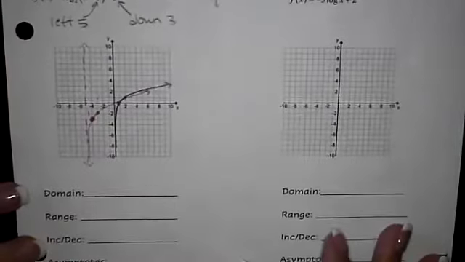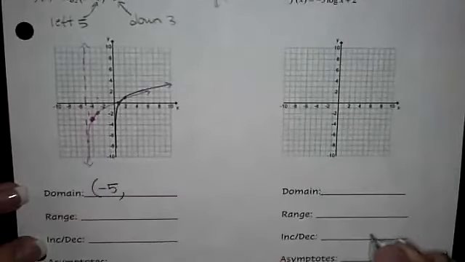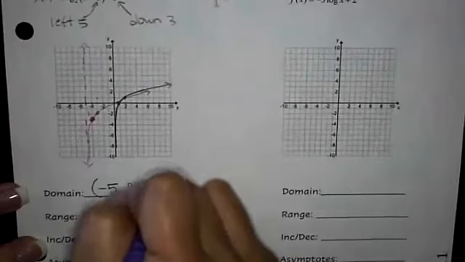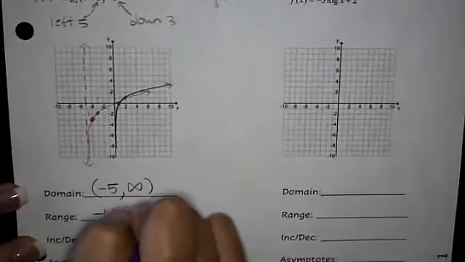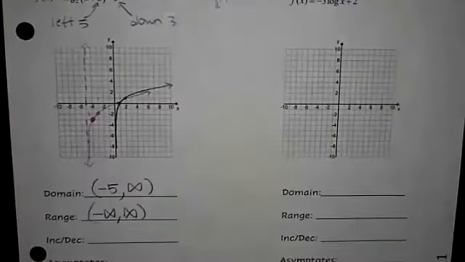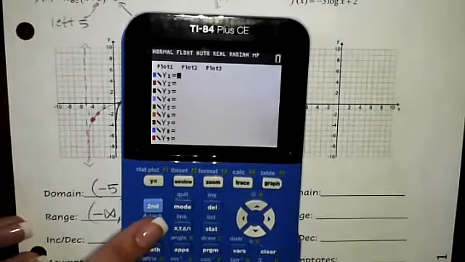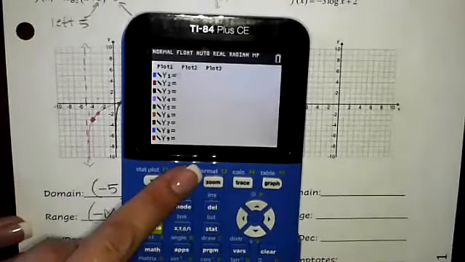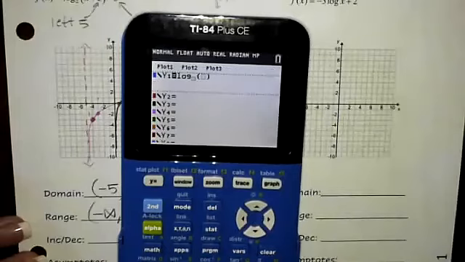The domain for that one is going to start at -5. And again, that would be a parentheses and it goes to the right forever. Our range is all real numbers. And sometimes when you put that in the graph, it doesn't look like that when you put it in the calculator. So I want to make sure that we look at that and talk about it. Again, to put this in, I would do alpha and then window. And that allows me to change to whatever log base I need. So I'm going to pick the log base there.